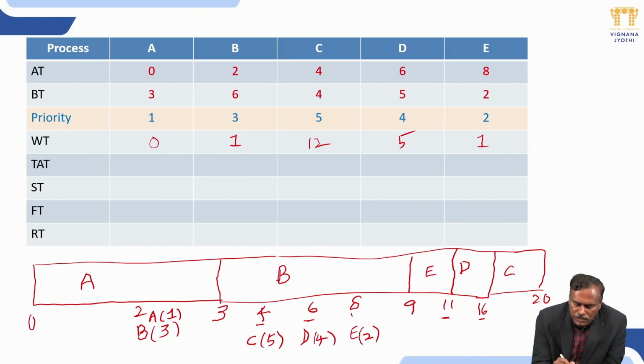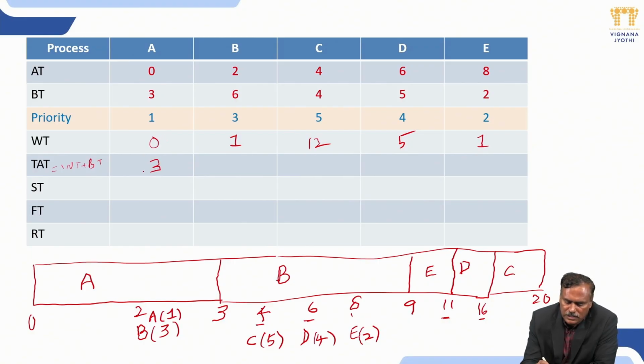Already you know your simple formula: turnaround time is waiting time plus burst time. So we have already found the waiting time and burst time of each process. Waiting time of process A is 0, burst time is 3. 0 plus 3 is 3 itself. Coming to process B, waiting time and burst time are 1 and 6 respectively. Sum of these, 1 plus 6, is 7.